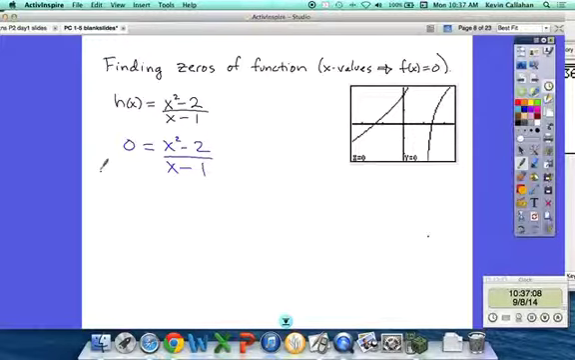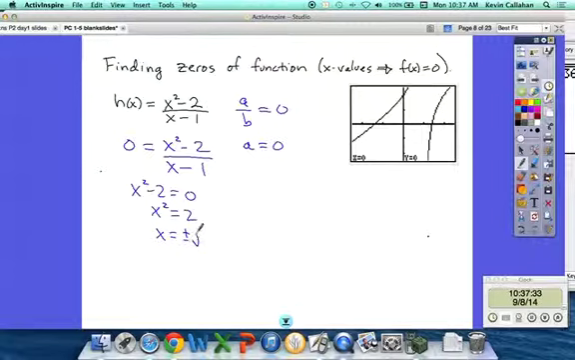You can't do that. Remember, when you have a fraction equals 0, if I have a over b equals 0, that means the numerator equals 0, right? It's not coming from the denominator. It's got nothing to do with it. All you need to do is set the numerator equal to 0 and solve. Right, so x squared minus 2 equals 0. X squared equals 2. X equals plus or minus the square root of 2, which is about 1.4.